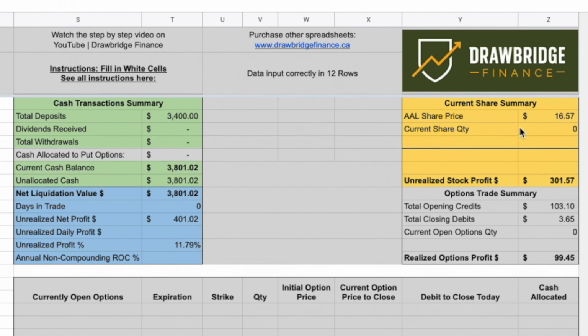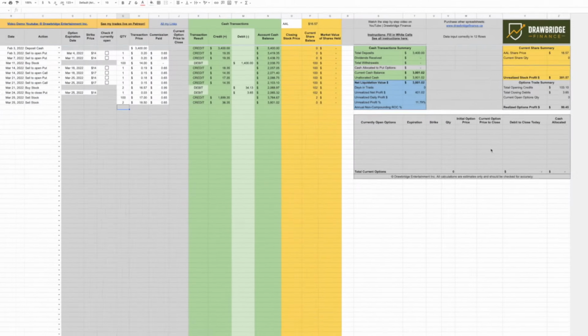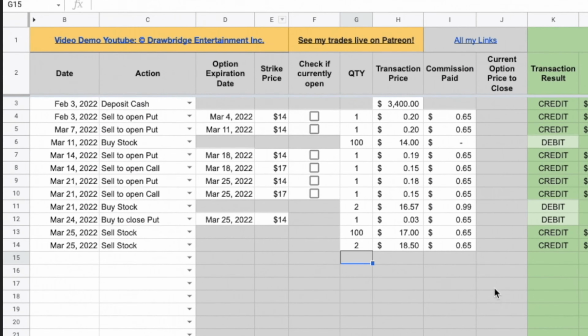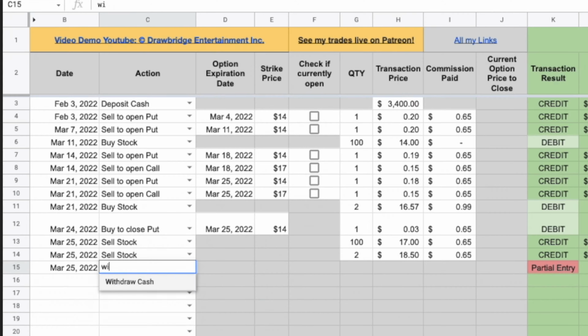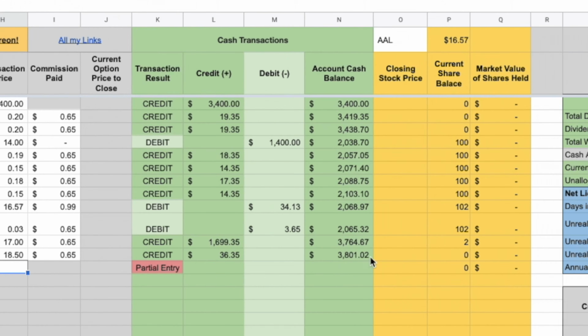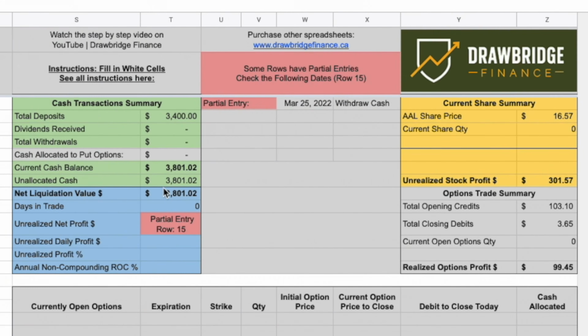Now the current share balance is 0. This is really important. And we have no currently open options. All of these are unchecked. When those attributes have been met, we can now finalize the trade just by doing a withdrawal or unallocating that cash. So we can say March 25th, we want to finalize this, and we're just going to put in withdraw cash and put in the balance, $3,801.02. And we can see that that's the net liquidation value as well as the account balance.